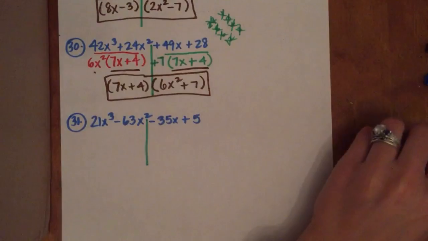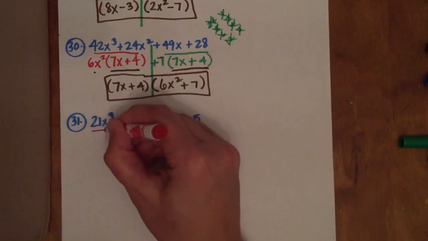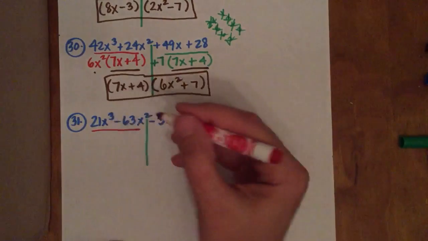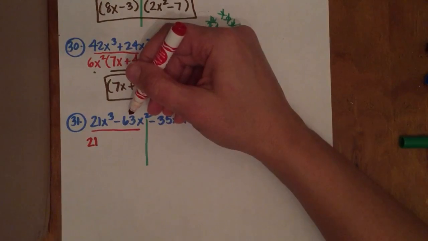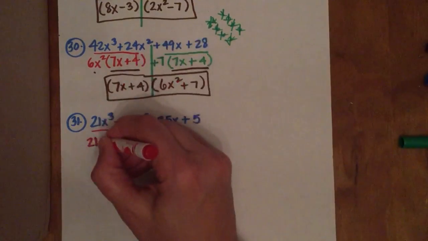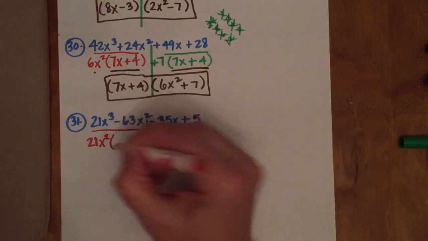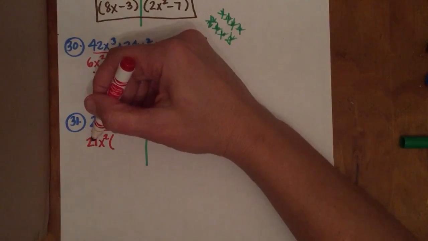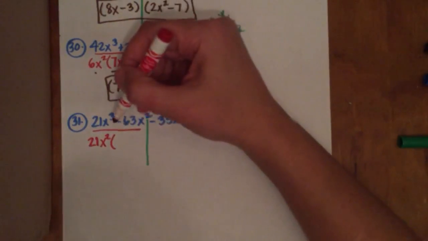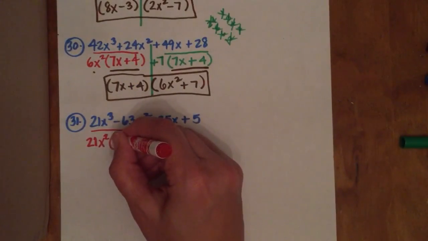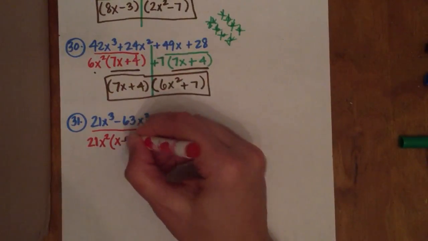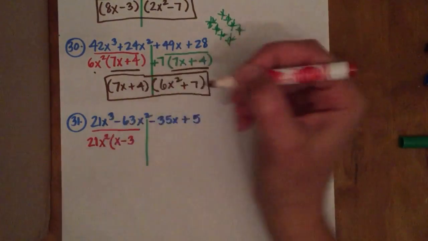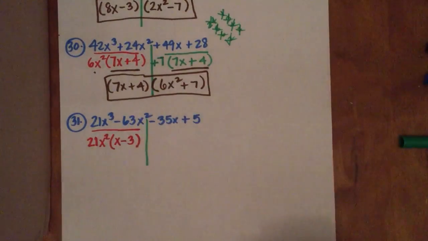So I'm going to look at group number 1. I have 21 and 63. Actually, the greatest common factor between those two is 21. 21 actually goes into 63 3 times, so I can factor out a full 21. When I factor out the 21, I can also factor out an x squared. So 21 divided by 21 is 1. We don't have to write that because it's understood. And x cubed divided by x squared is just x, so I'm just left with x. 63 divided by 21, and it's a negative, is 3. And x squared divided by x squared is just 1, so it's just x minus 3.